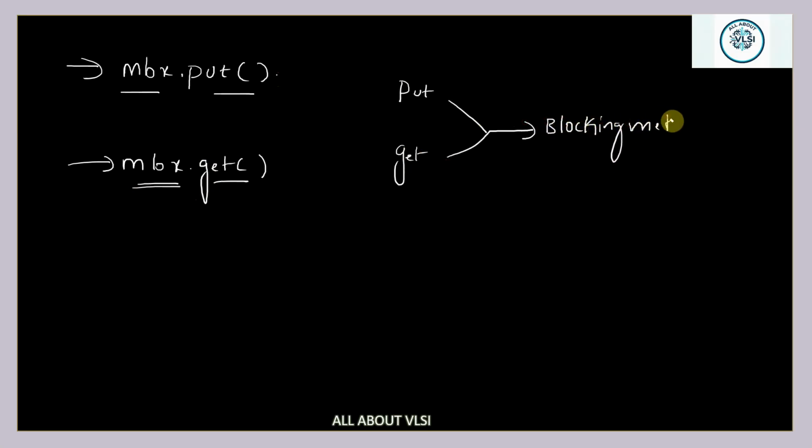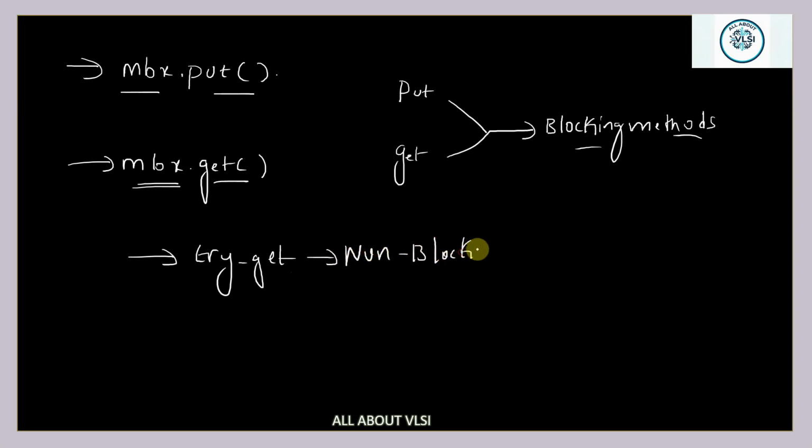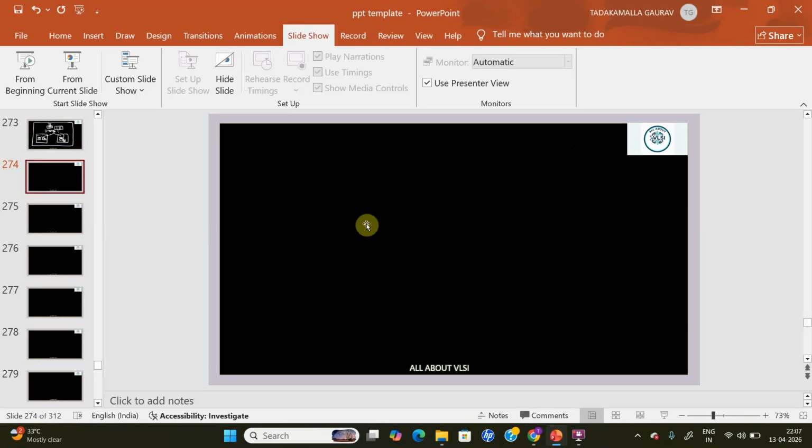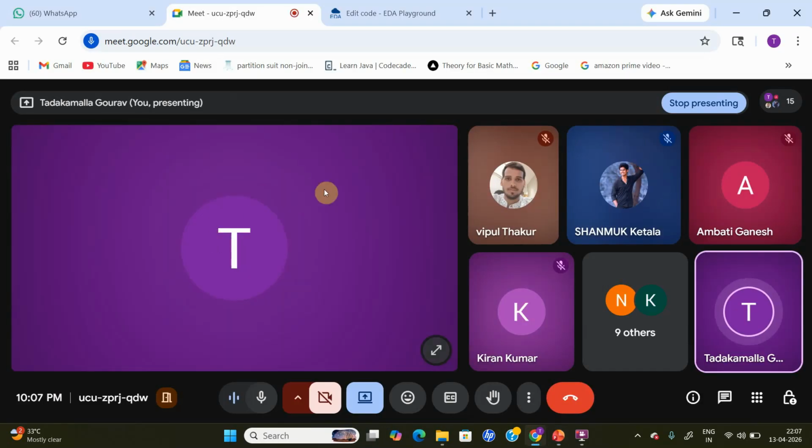I have another type of methods which are non-blocking methods, like try_get. This is a non-blocking method. I also have peek, which is again blocking, and another method known as try_peek, which is non-blocking in nature. So if you see something with try, then it is non-blocking, and the others are blocking. Let us try to understand what we mean by blocking, what we mean by non-blocking, and what exactly put and get are.